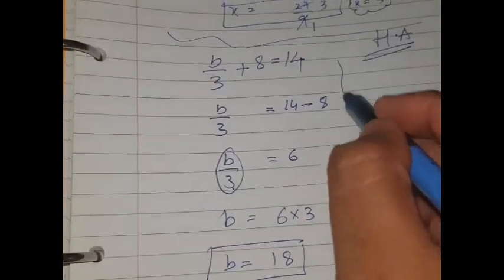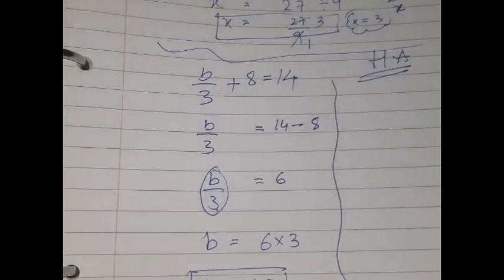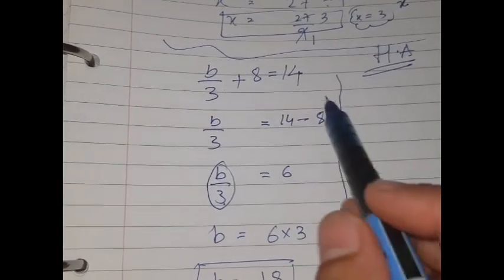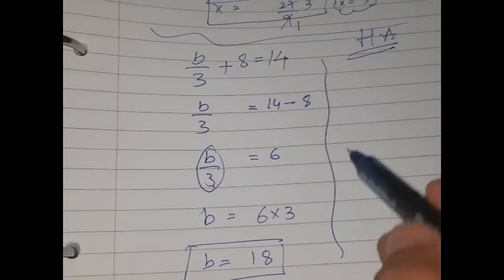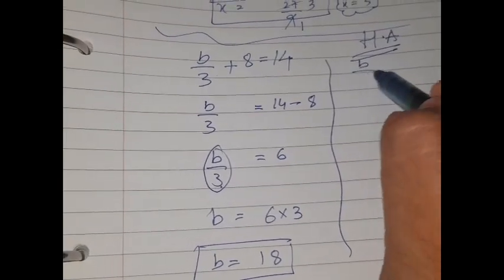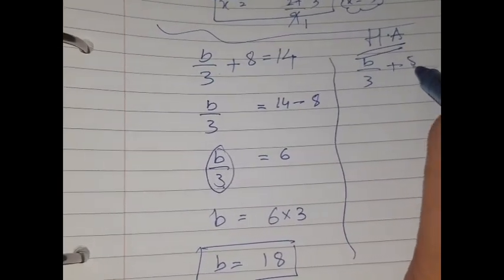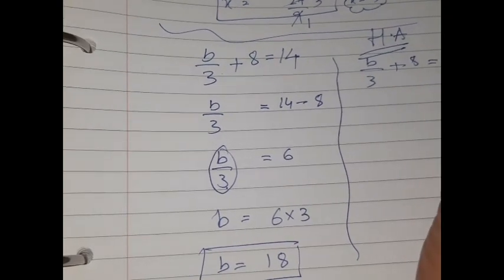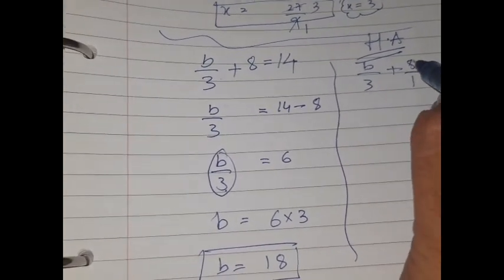I will show you the same question with a slightly different method. Before, I moved the constant to the other side and solved the rest of the question. Now I'm going to do the same question with a different trick. We did addition of fractions earlier, right? So you can use that skill here as well. Let me put 1 under it.